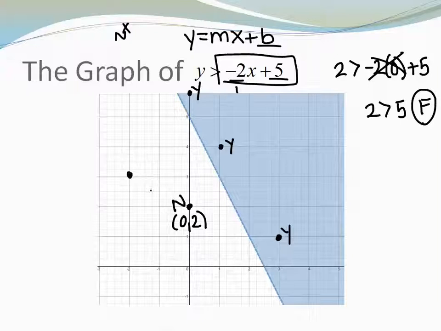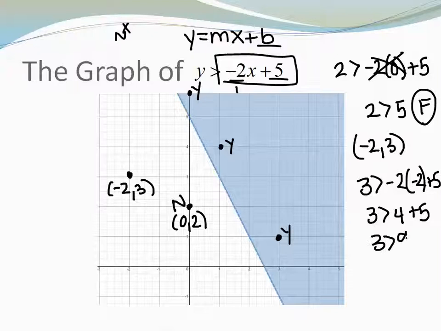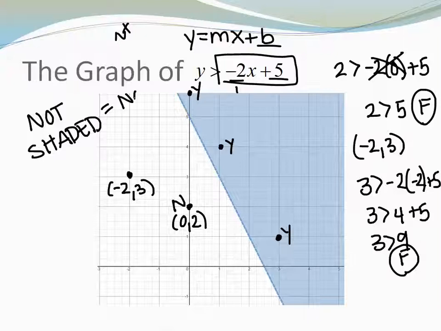Let's try negative 2, 3. Okay, that's this point right here. Plug in the y. Plug in the x. Okay, we get 3 is greater than 4 plus 5, because this is going to be a positive 4. That's 3 is greater than 9. That's false. Okay, so what I want you to see here is all of the points not in the shaded region are no's. They're false points.